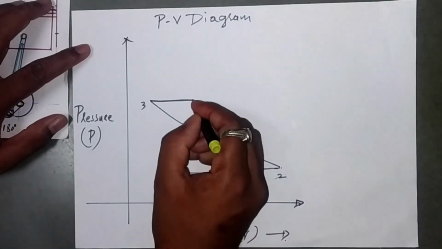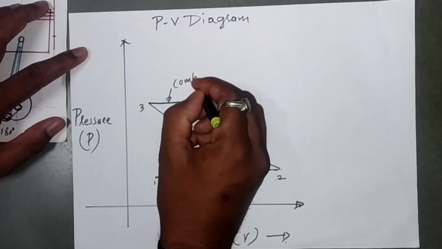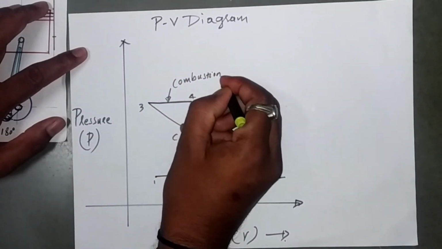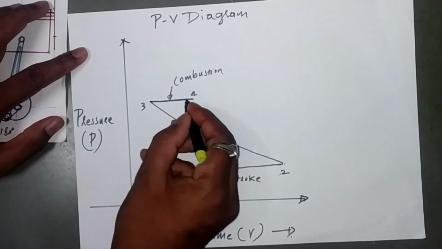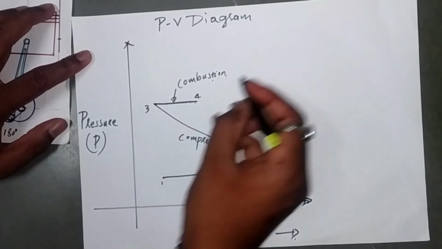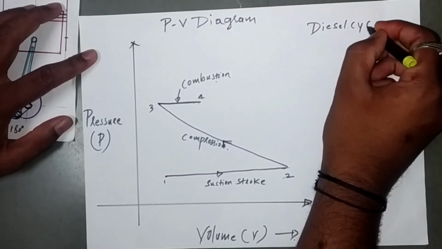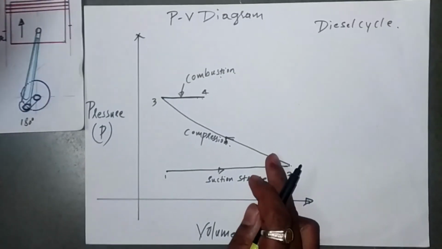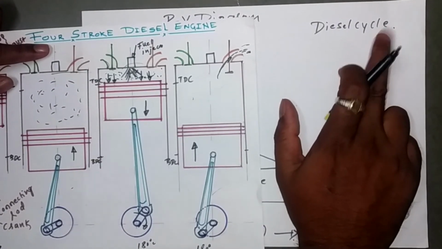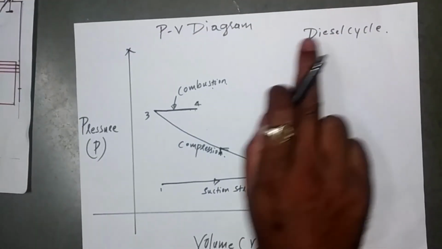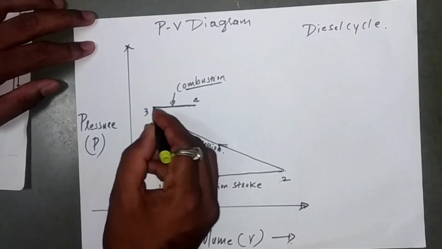So 3 to 4 is your combustion. Here it is a constant pressure process. So combustion is taking place at a constant pressure. If the combustion is taking place at a constant pressure, the name of the cycle is the diesel cycle. So one more name for the 4-stroke diesel engine is the diesel cycle or diesel engine. Since the combustion is taking place at a constant pressure, this is my 3 to 4 line.